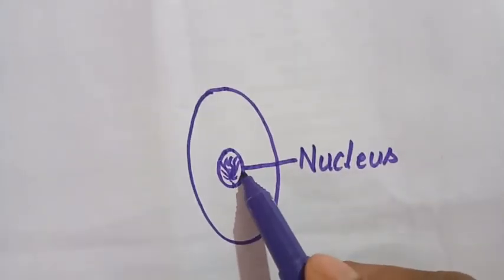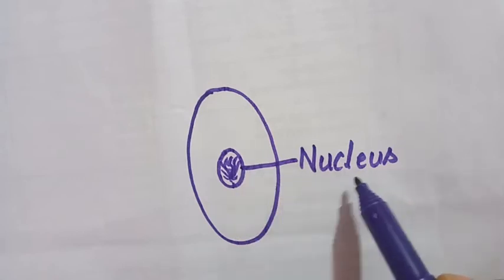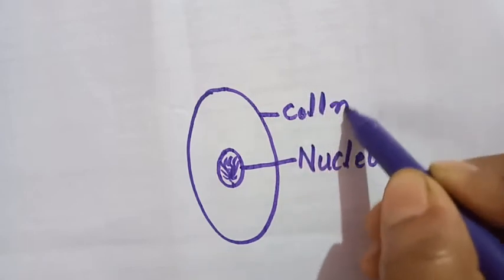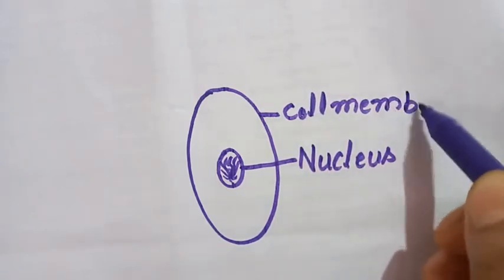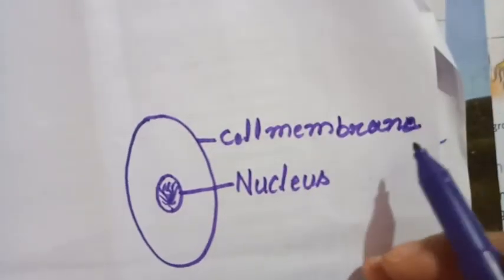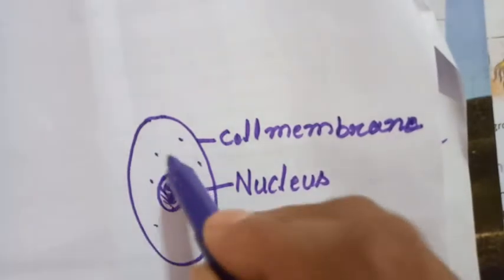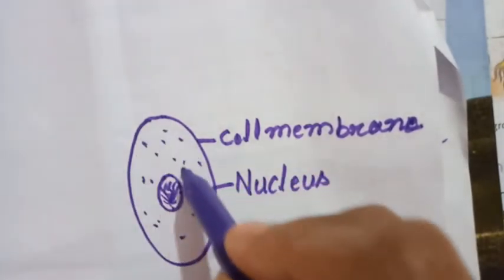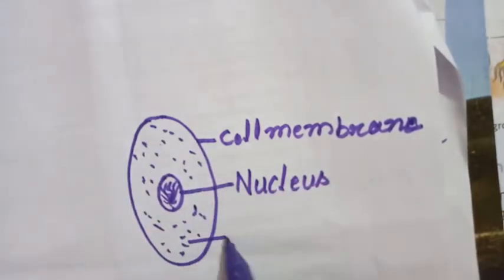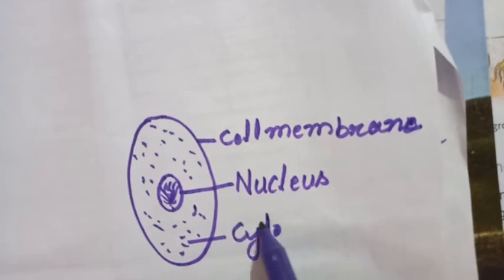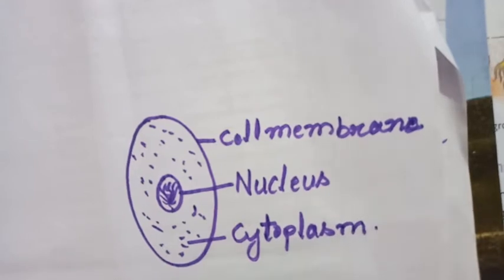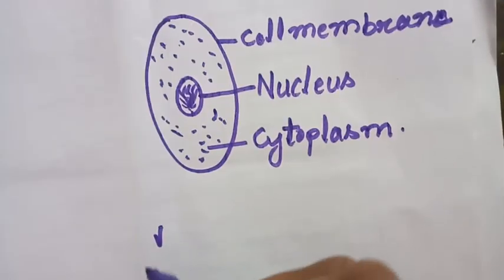In the circle there is a round structure, that is the nucleus, and this is the outer membrane. This is the cell membrane. Is it clear? And this is the liquid present inside the cell, just like our blood and water. That is cytoplasm. This is the animal cell.